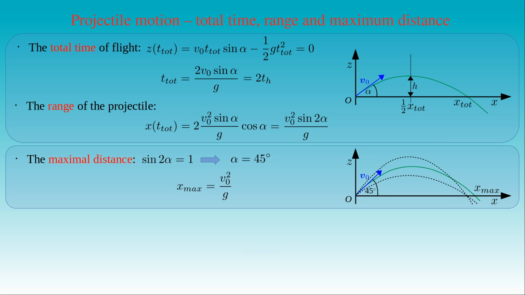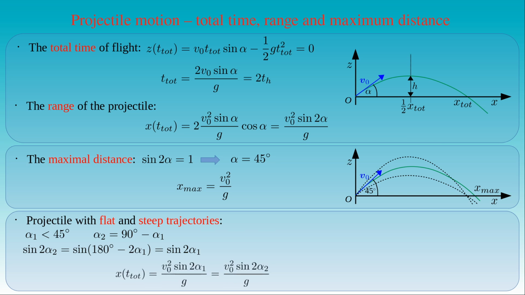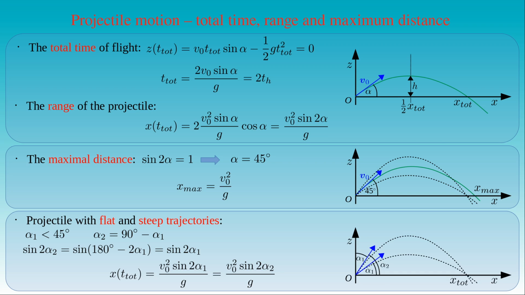We can launch the projectile with a flat trajectory, that is with an inclination angle alpha 1 less than 45 degrees, or with a steep trajectory under the angle alpha 2 equal to 90 degrees minus alpha 1. Then the range of the projectile is the same for both the flat and the steep trajectories, since sine 2 times alpha 2 is equal to the sine of 180 degrees minus 2 times alpha 1, which is simply sine 2 times alpha 1. That is, the range x of the projectile measured at time t-tot is the same for both the ratio v0 squared times sine 2 times alpha 1 to g, and the ratio v0 squared times sine 2 times alpha 2 to g. Thus, we found a pair of trajectories, a flat trajectory and a steep one covering the same range.